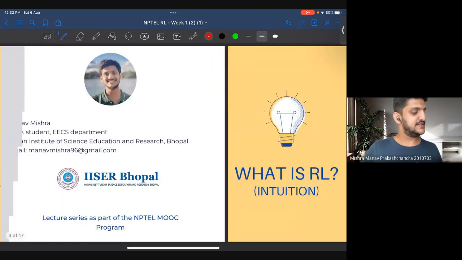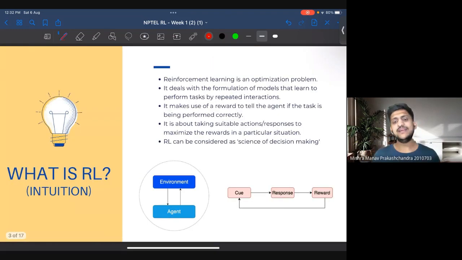So let's begin. What I've decided today is I'll do a quick roundabout of what has been covered until week one. I'll give a brief intuitive introduction about what reinforcement learning is. Then hopefully I'll solve the practice ungraded questions for week one, and I'll discuss the solutions.